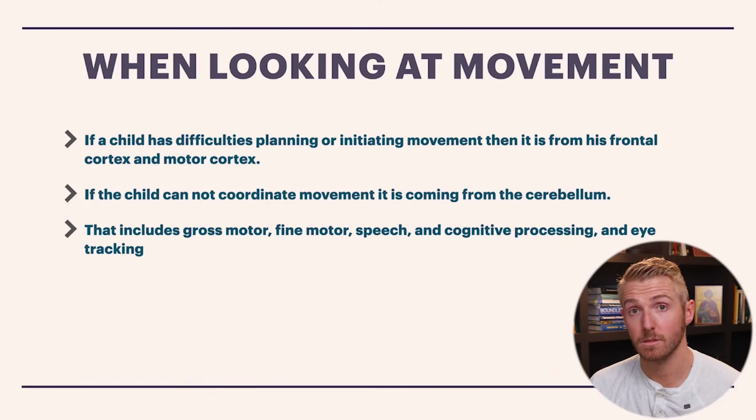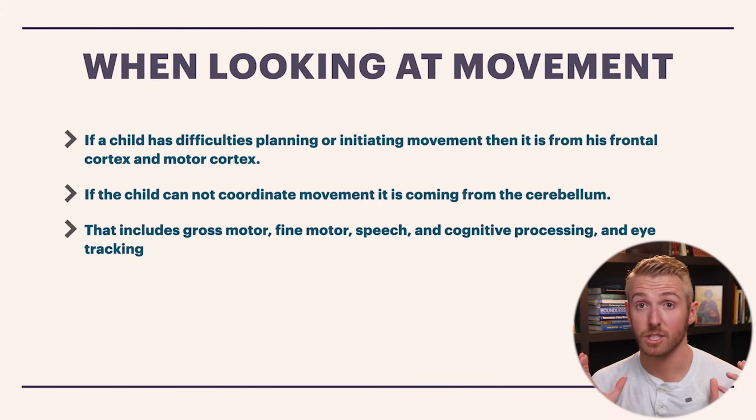That includes not only your gross motor stuff, but fine motor skills, speech, especially cognitive processing, eye tracking. So for example, if I want to jump my eyes from here to here, if it's slow to jump, that's from your frontal lobe. If it goes past it and has to come back, that's your cerebellum not coordinating it, stopping on time. Or maybe it jumps short and has to make another movement. That's the cerebellum not coordinating it.